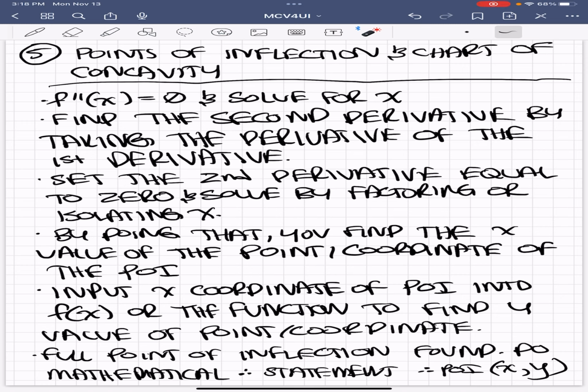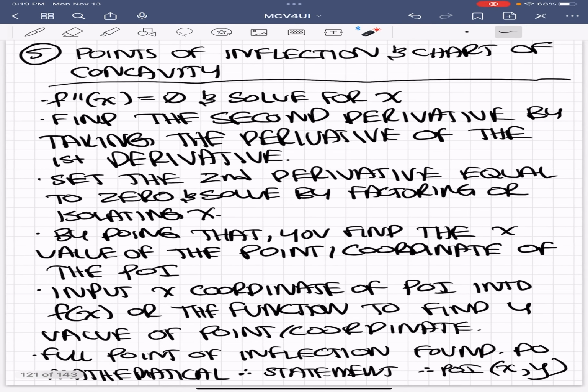By doing that, you find the x value of the point, and of the point coordinate of the POI. Input the x coordinate of the POI into f of x, the function, to find the y value of the point or coordinate. The full point of inflection found, do a mathematical therefore statement, so POI.